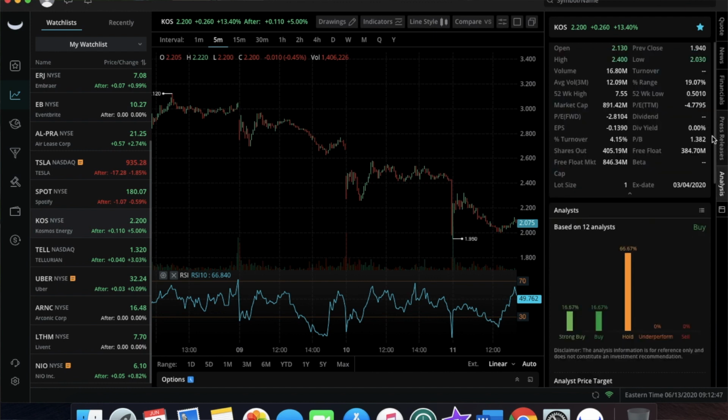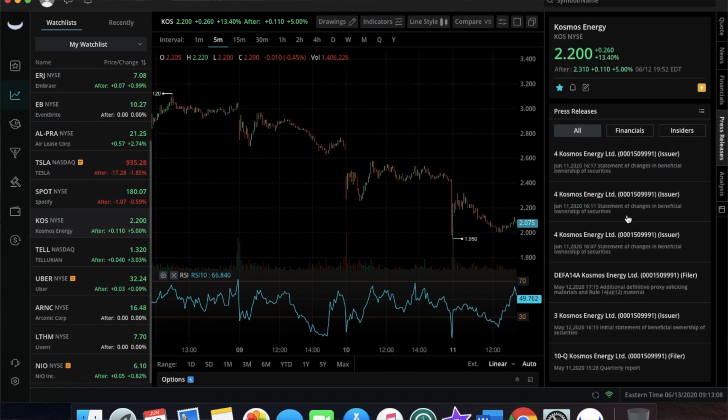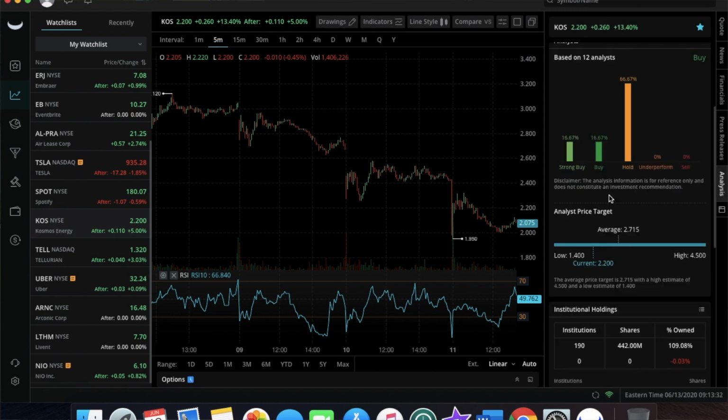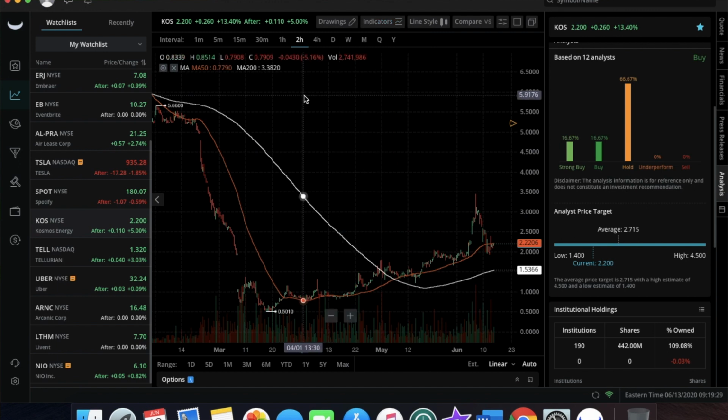So this is basically all fundamental analysis. All the numbers are the quantitative fundamental analysis, and all the articles written about Cosmos Energy are the qualitative fundamental analysis. So moving on to technical analysis, analyzing the trend. The three indicators I use are the moving average, the RSI, and the Bollinger Bands. So we'll start with the moving average.